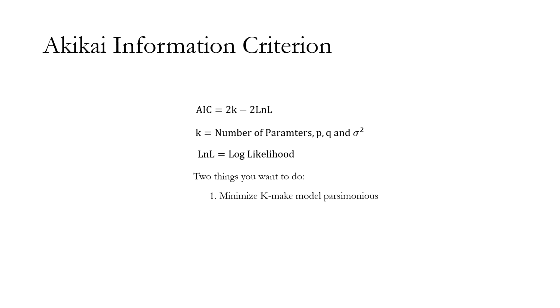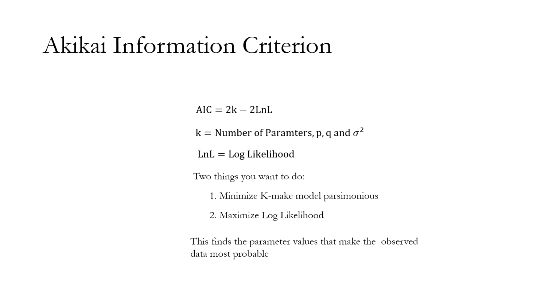We saw that in seasonal differencing, right? It could be a 12-month, it could be 6 months, who knows? But in general, the rule of thumb would be to keep the model as simple as possible. And then you want to maximize the log likelihood, right? Maximizing the MLE, basically, maximum likelihood estimation. And this finds the parameter values that make the observed data most probable, like I mentioned earlier.